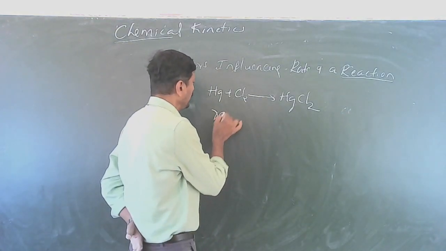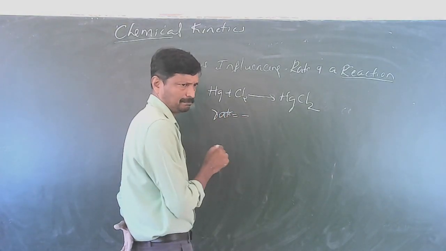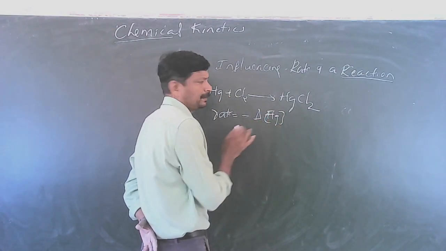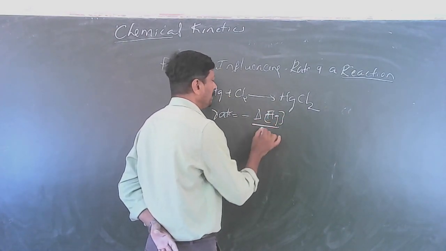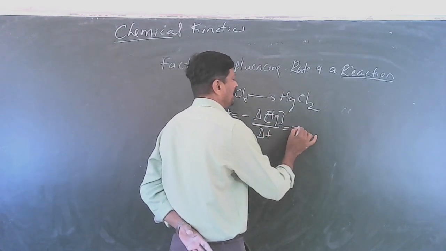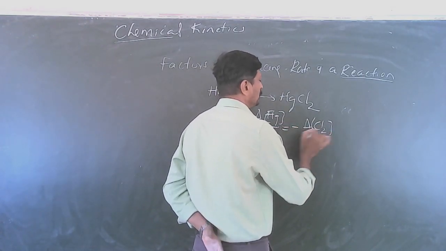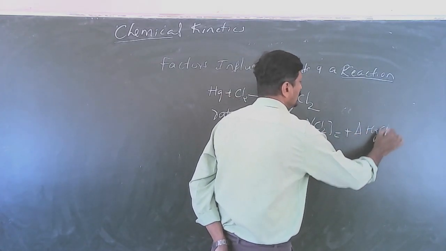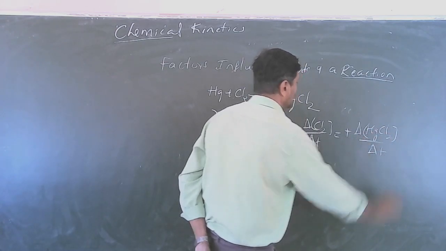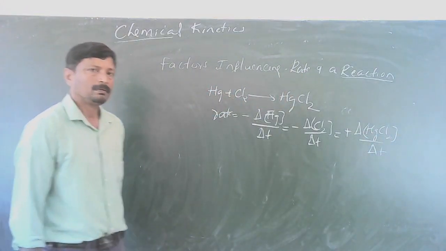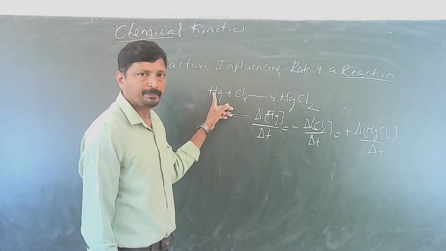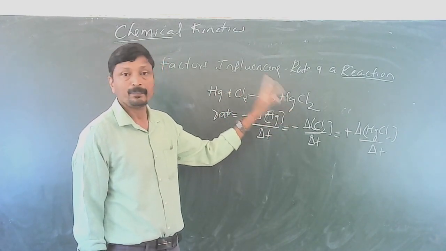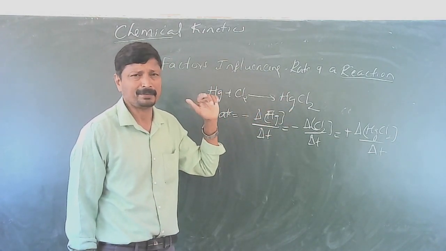So here how do you write? Rate is equal to minus, meaning decreasing concentration, so reactant: change in molar concentration of Hg divided by delta T is equal to minus delta Cl2 divided by delta T is equal to plus delta HgCl2 divided by delta T. So here the rate of disappearance of Hg is equal to rate of disappearance of Cl2 is equal to rate of appearance of HgCl2. All are same.